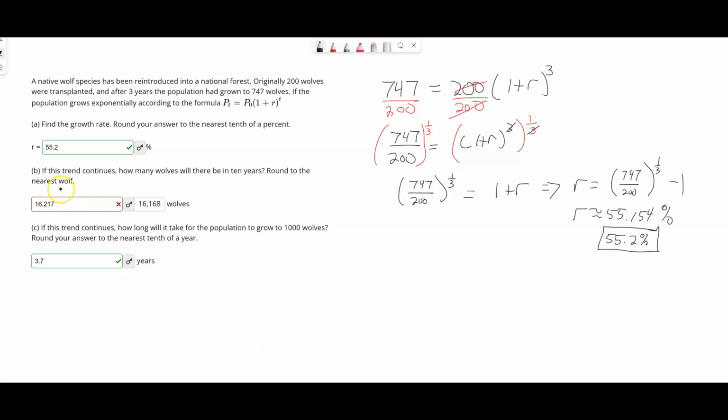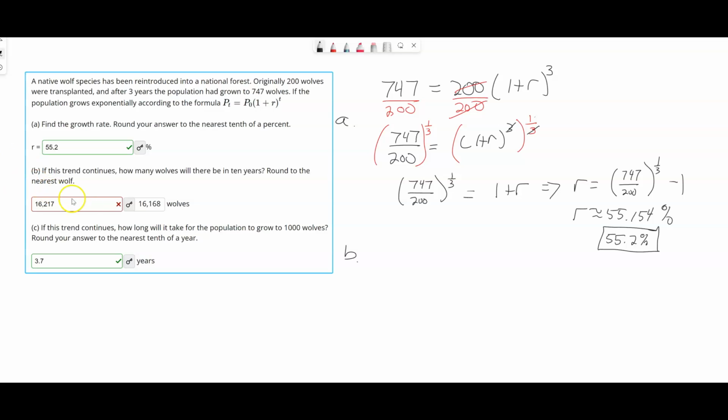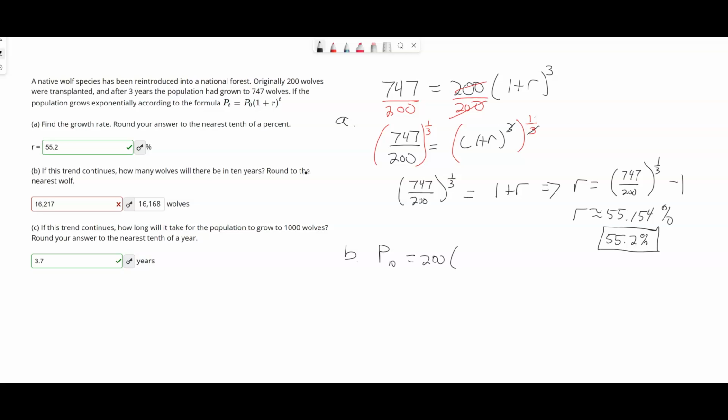Next up, part B. So that's A. Part B, if this trend continues, same model, same growth rate, what will the wolf population be in 10 years? So this would be P sub 10, that's what year you're looking at, equals the initial, which is still 200, times 1 plus r, I'm going to write r even though we have the value for r, to the 10th power.